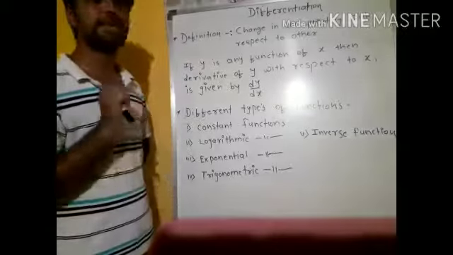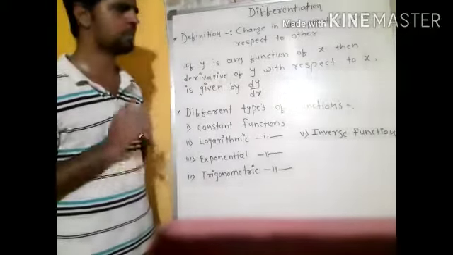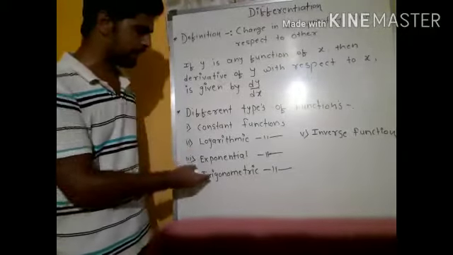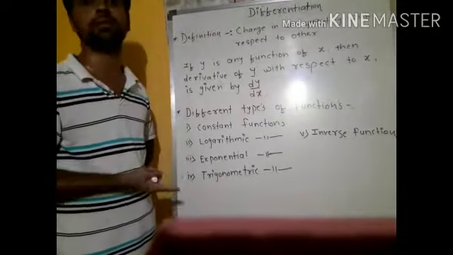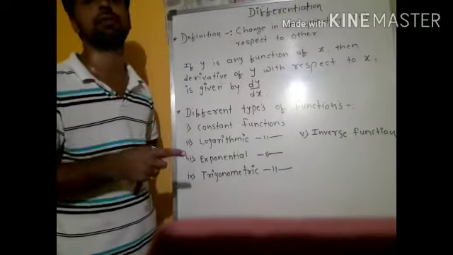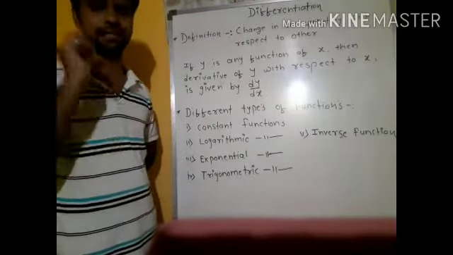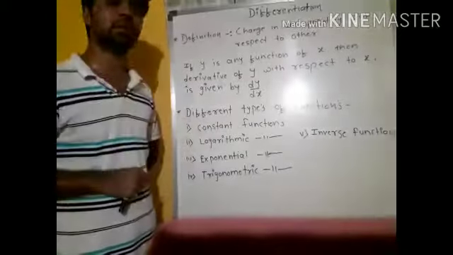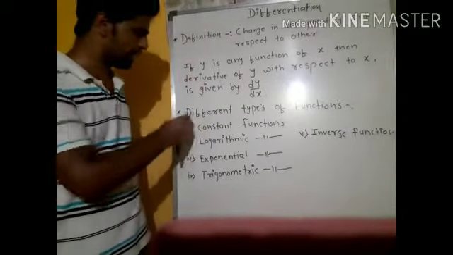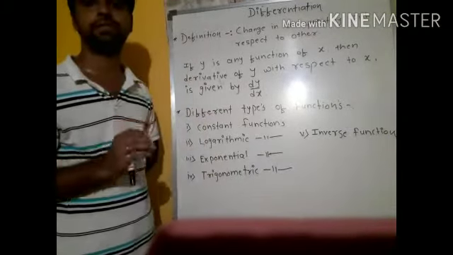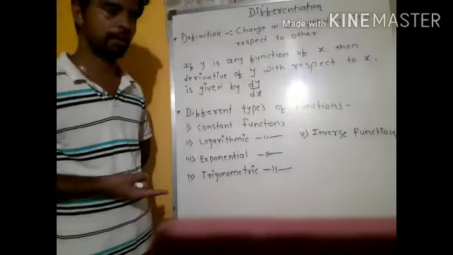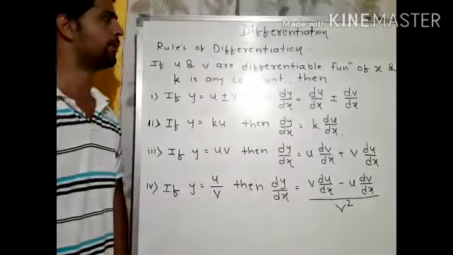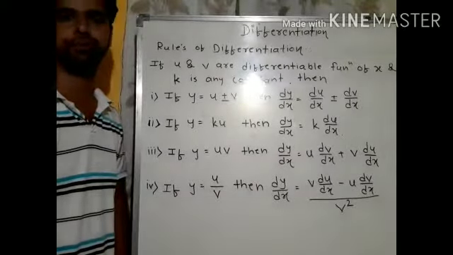Now next type is inverse function. Now what is this inverse function? Like our trigonometric functions, sine, cos, we have their inverse also. Sine inverse, cos inverse, tan inverse, cosec inverse, and etc. These functions are known as inverse function. So we have these 5 types of differentiable function that we have to differentiate. Okay? So let's see the new point, that is rules of differentiation.